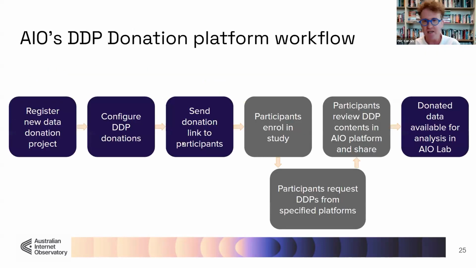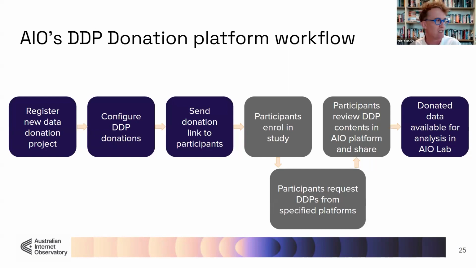I want to take you through now the AIO workflow. This is how AIO's DDP data donation platform looks and how it operates. We have a number of researchers using this platform at the moment, and we'll be launching it later in the year as a public tool that the research community can use. What happens is researchers log on to the AIO and register their data donation project, which means they create a project, explain what it's about, provide their ethics information, and then set up their instructions about what information they're seeking from a particular platform.